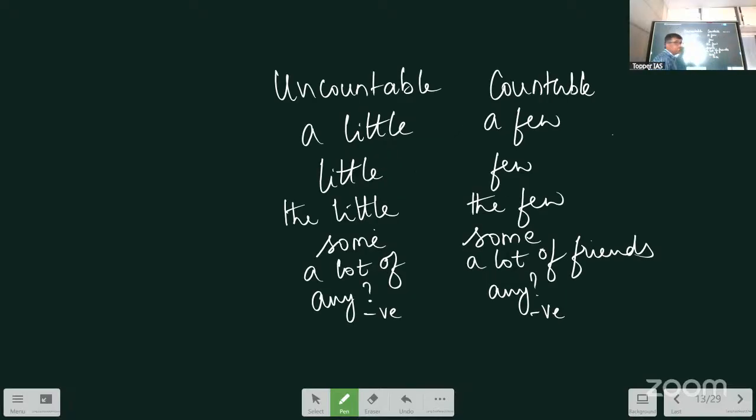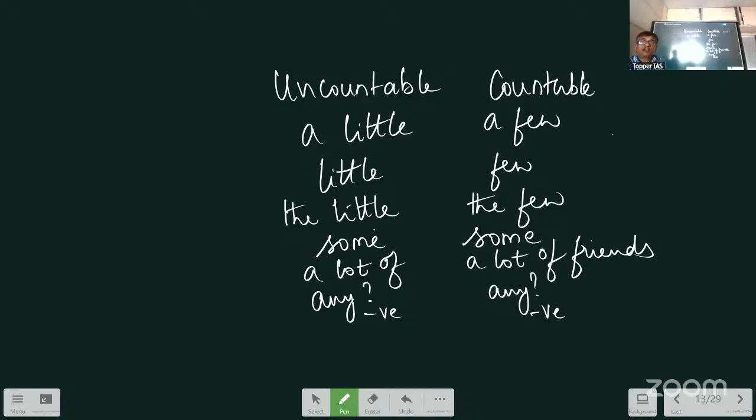Next, we learnt about uncountable and countable nouns. Uncountable nouns are those nouns which require a unit to count. Countable nouns, you can directly count 1, 2, 3, 4. So a little is used when you want to express how much you have or how much you want. For example, I want a little salt. I want a few friends.